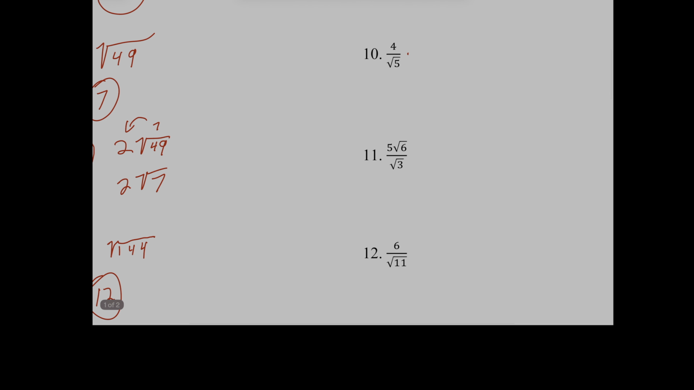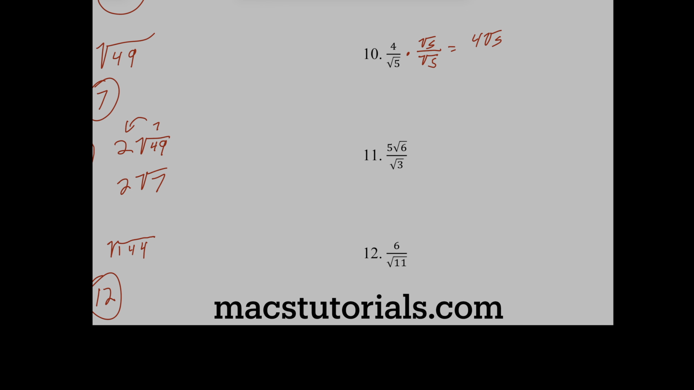Number 10. Okay, I want to get rid of the root 5, so I'm going to multiply them by himself. Whatever I do on bottom, I have to do on top. And I'm going to get a 4 root 5 over 5. And once I get that, there's nothing I can do. Do not cancel out those 5s. On this next one, the first thing I see is the root 6 and the root 3. Well, guess what? Don't go and rationalize it. Reduce that first. That's going to be a 1 and a 2. My answer is just going to be 5 root 2.